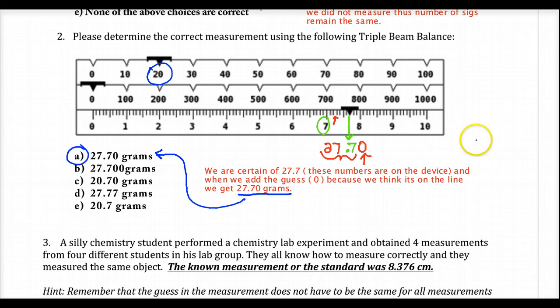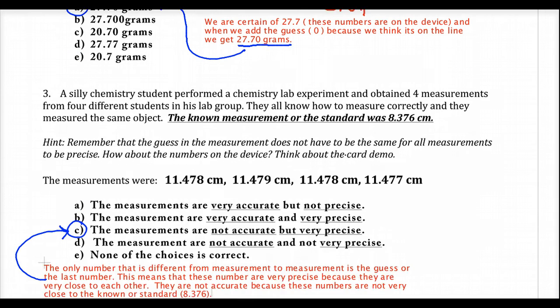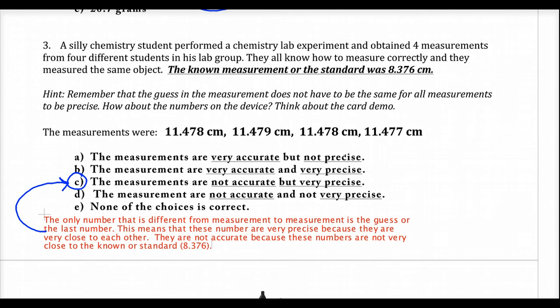All right. So moving down, number 3. I gave you a bunch of measurements, and these measurements were measuring the same object with the same device by different people who know how to measure. And if you notice, all the numbers, calibrations on the device are being reproduced in every single measurement. What I mean by that is everybody's agreeing and everybody's certain of those numbers. What is different is the guess, and that's okay.